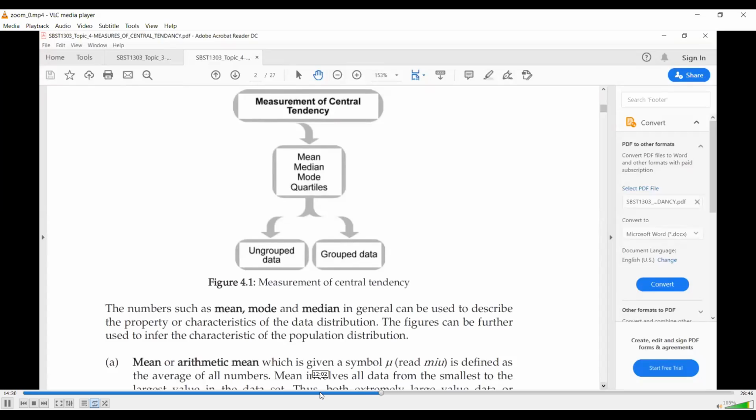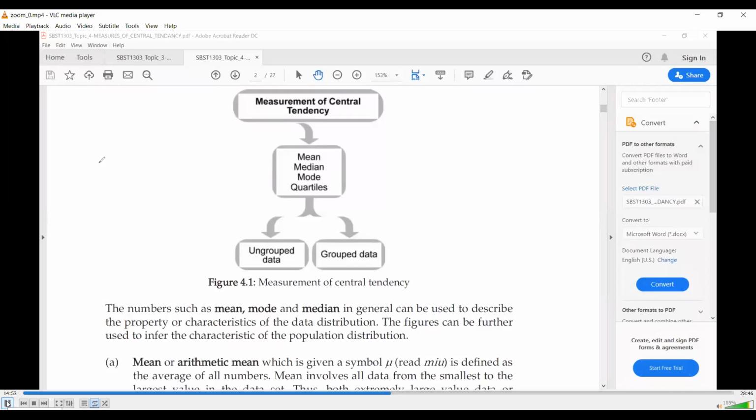Okay, and as part of our objectives for today, we're going to look at how to calculate the mean, the median, the mode, and the quartiles for ungrouped data and for grouped data. Now, we know from previous class what ungrouped data is and what grouped data is, okay?